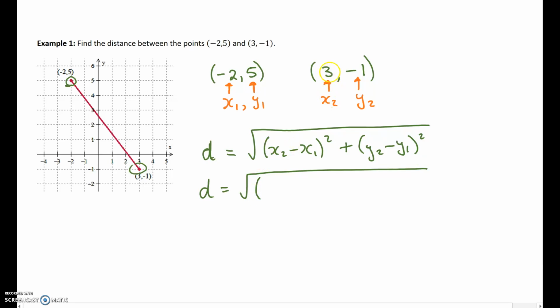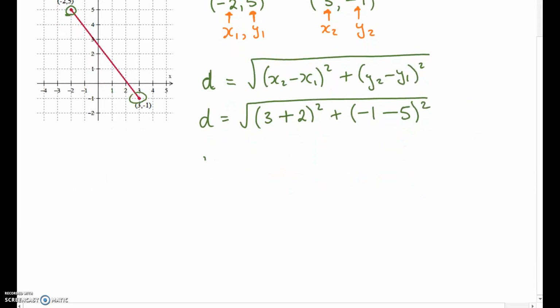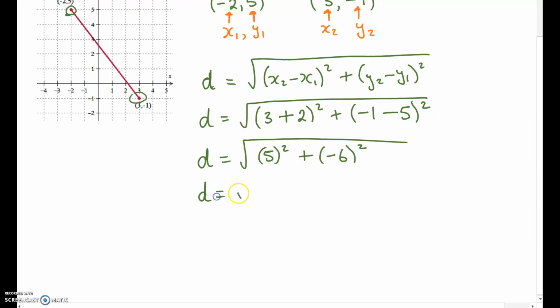So x2 is 3. You don't want to make any mistakes here. Minus x1 is negative 2. So it's going to be 3 minus negative 2. So 3 minus negative 2 is 3 plus 2. Plus, between the two parentheses, y2 is negative 1 minus y1 is 5. So d is equal to the square root of 3 plus 2 is 5 squared, plus negative 1 minus 5 is negative 6 squared. So just be careful with your arithmetic here.